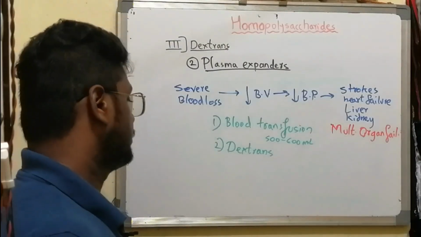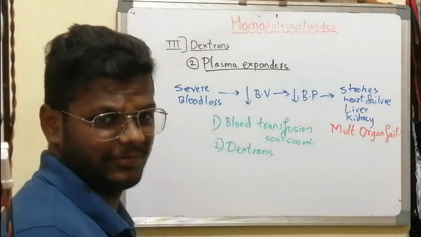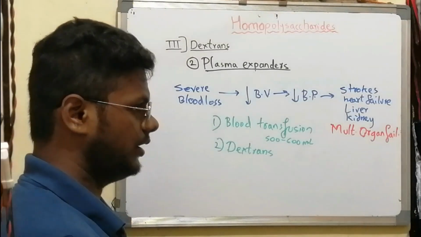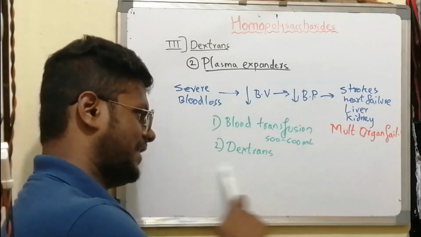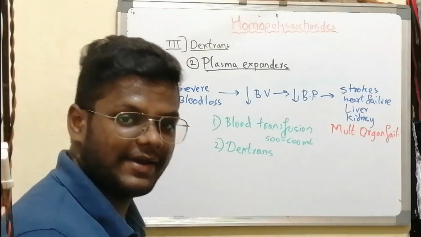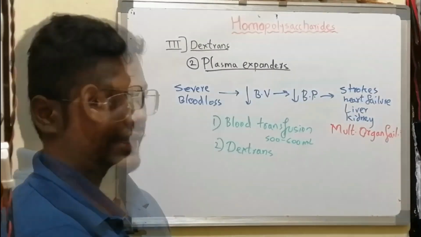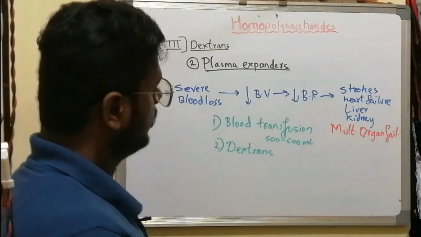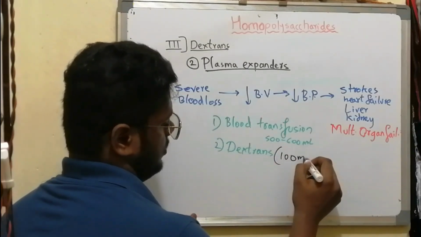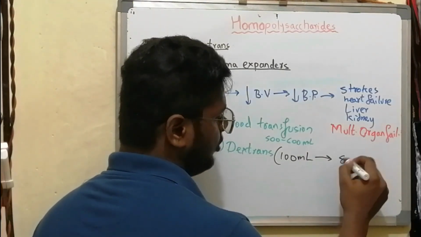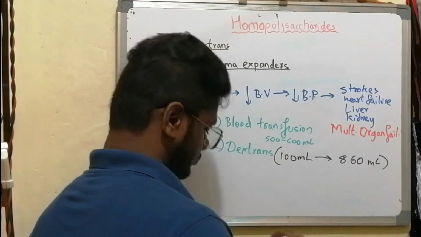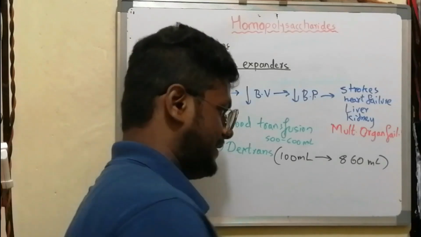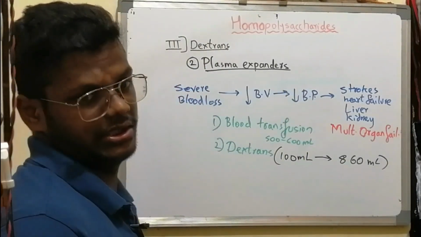Secondly, you might ask me that there are other carbohydrates also, for example mannitol, which is also a plasma expander, but mannitol is not preferred over dextrans because mannitol can be excreted by the kidney very easily and very quickly, but dextrans stay in the circulation for a long time, and 100 ml of dextrans can raise the blood volume up to 860 ml. So even infusing the patient with 100 ml of dextrans can raise the blood volume by 860 ml, and we can restore his blood pressure.